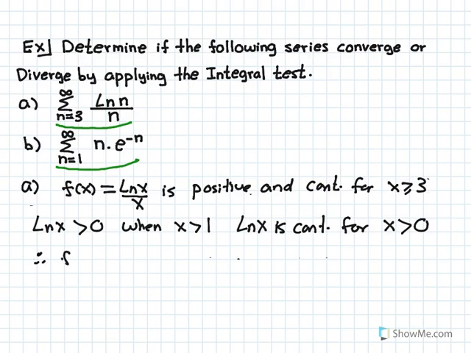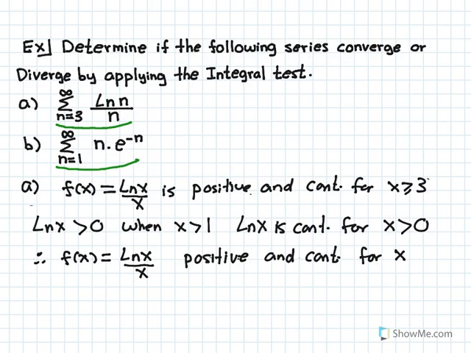Therefore, the function f of x is equal to log x divided by x is positive valued. That means the y values are all positive, and continuous for x larger or equal to 3. But it's not clear that the function is decreasing. So we have to prove that. We're going to prove it by applying the derivative via the quotient rule.